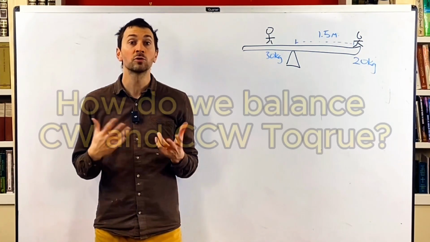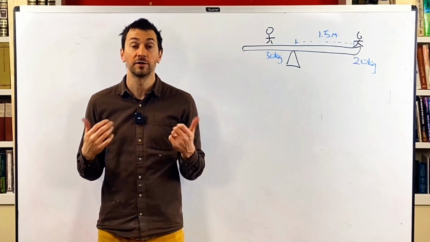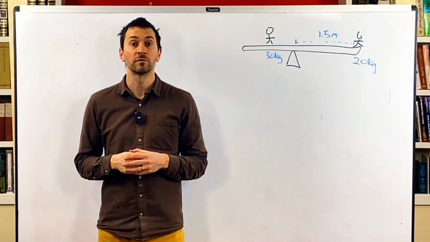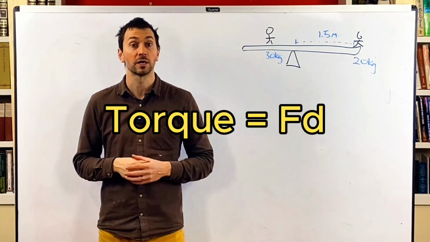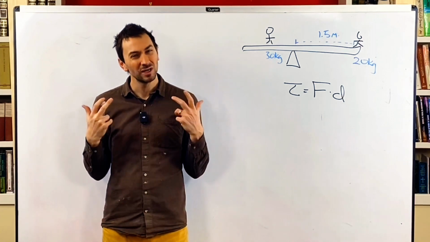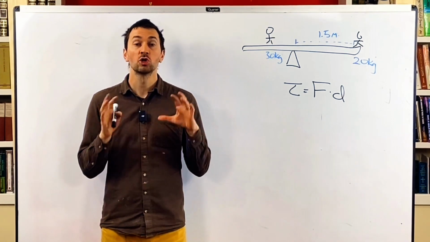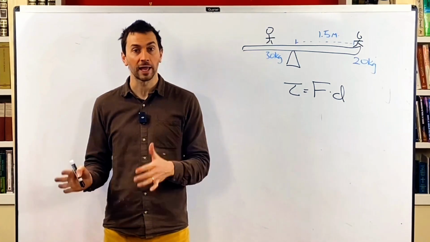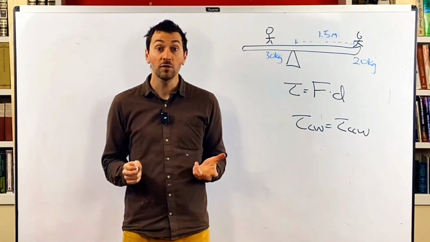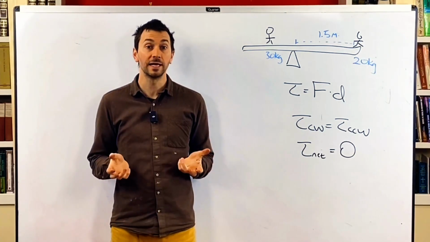So we can do a simple torque calculation to figure out where the second child should stand so that they're in balance. Remember, the formula for torque is torque equals force times distance. There are two ways to write the formula that summarize the idea of rotational equilibrium. One of them is saying torque clockwise equals torque counterclockwise. The other way is to say that net torque is equal to zero. These are really saying the same thing.